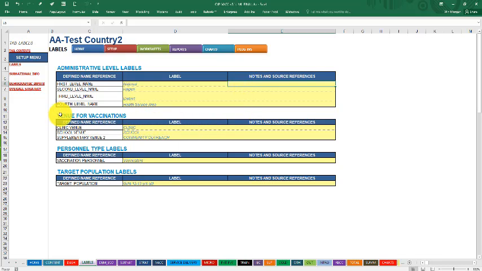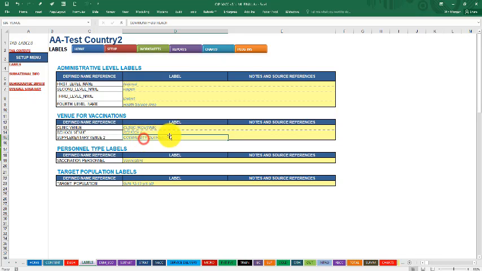The next is the venue for vaccination. Usually there's 3 venues for vaccination for HPV. One is in the clinic, and that's routine. The second one would be in the school, and that can be either routine or special.